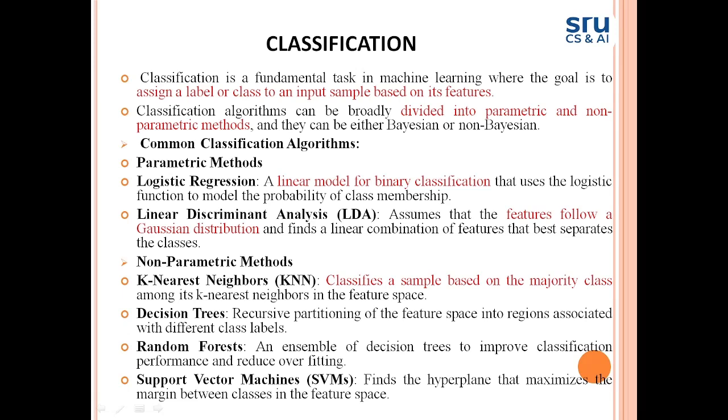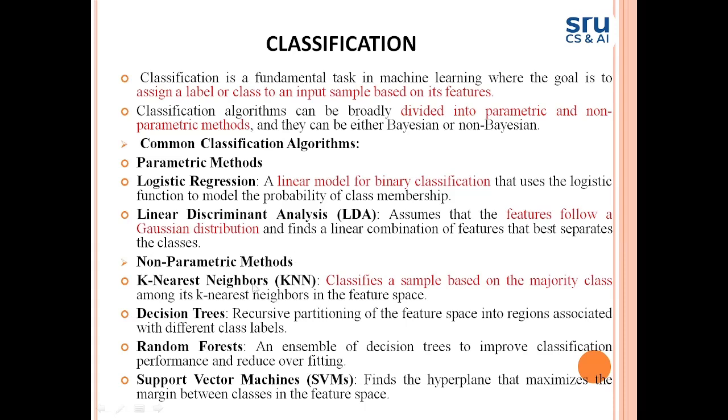What do you mean by logistic regression? It is a linear model for, say, binary classification, and it utilizes the logistic function to model the probability of, say, class membership. In linear discriminant analysis, features follow a Gaussian distribution, and it finds a linear combination of features that best separates the classes. Then we are having, say, non-parametric methods.